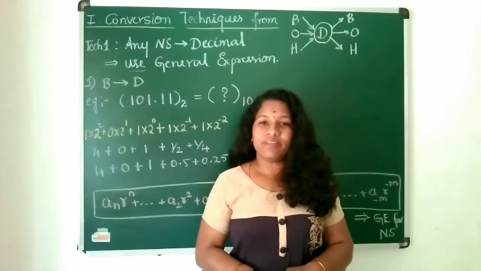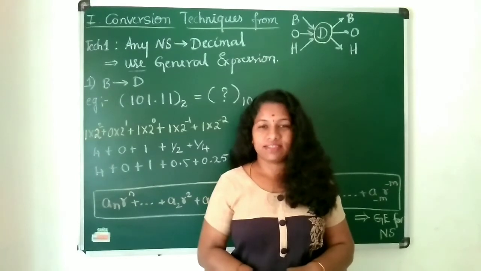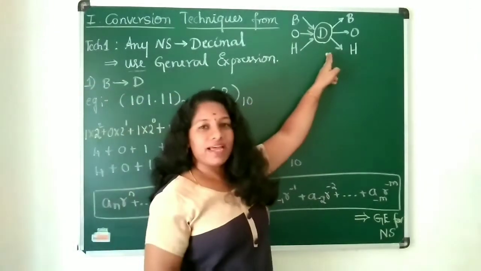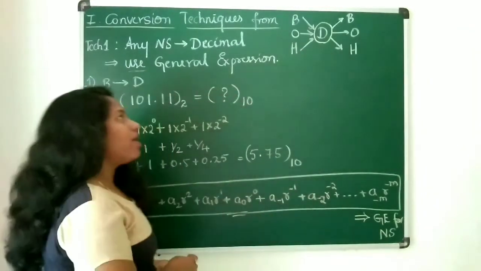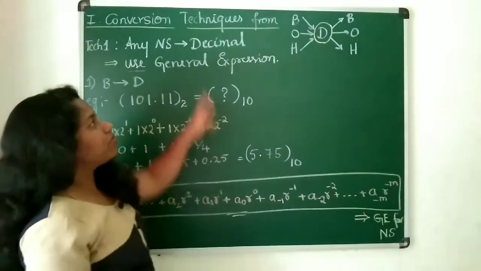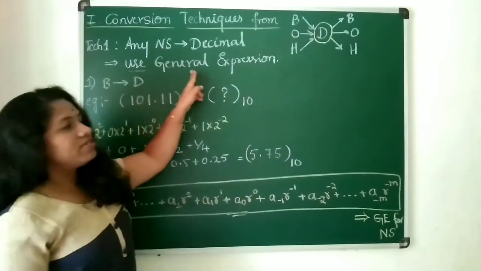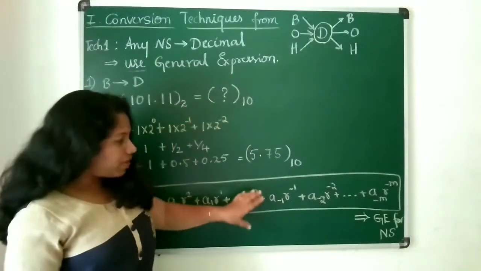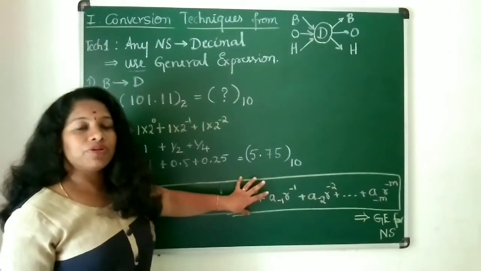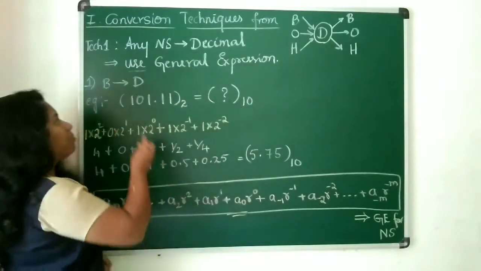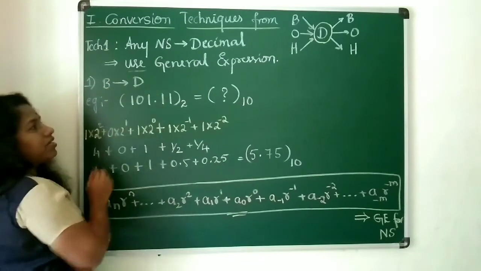Now let's move on to the conversion techniques. Here we are converting any other number system to decimal and vice versa. If you are converting any other number system to decimal, you need to remember a hint here: use the general expression. You write the general expression before you convert any other number system to decimal. Let us take an example, binary to decimal conversion here.